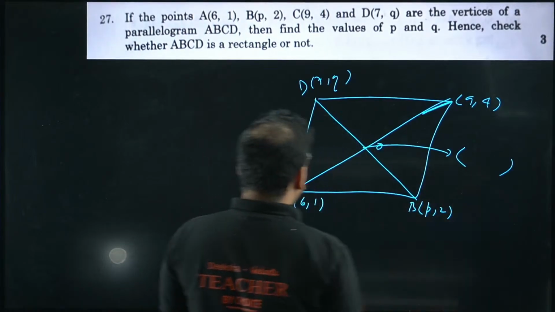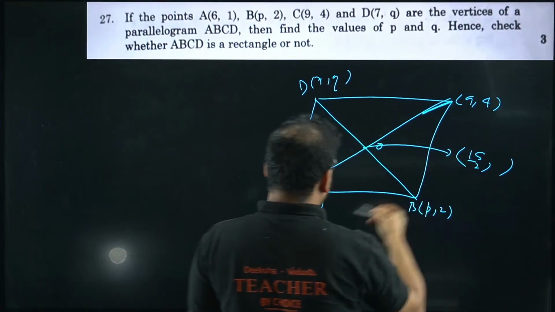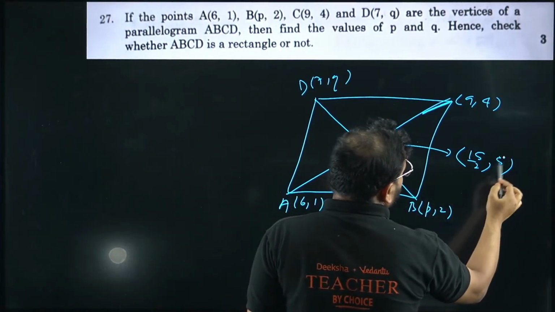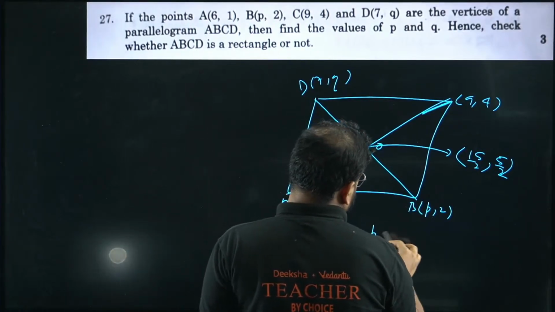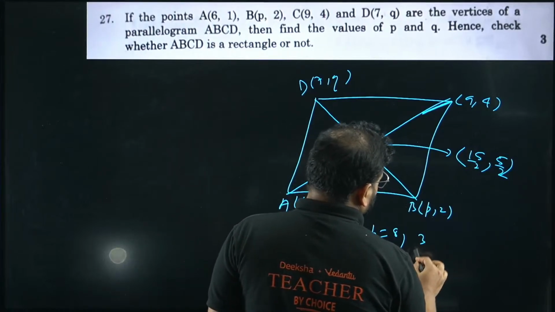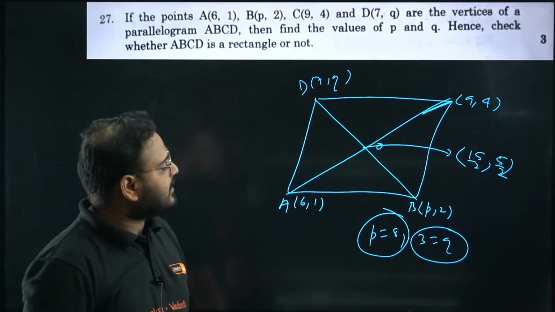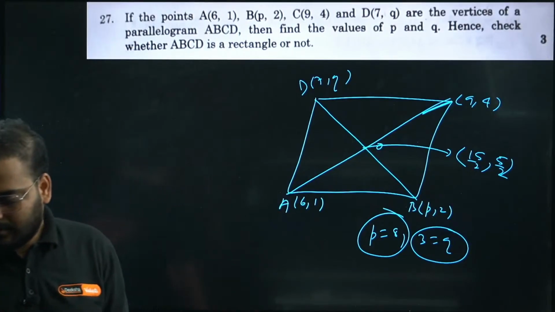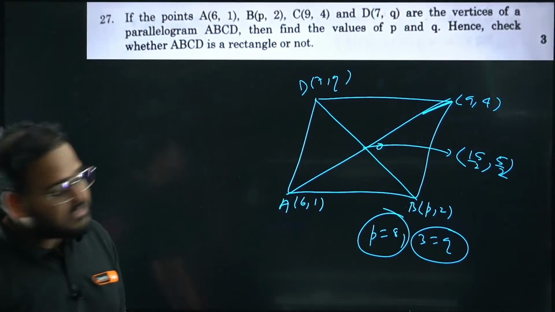From here you get 9 plus 6 is 15 by 2 as the x coordinate, and 4 plus 1 is 5 by 2 as the y coordinate. If you compare, you get p value as 8 and q value as 3 actually. Please check. P is 8 and q is 3.